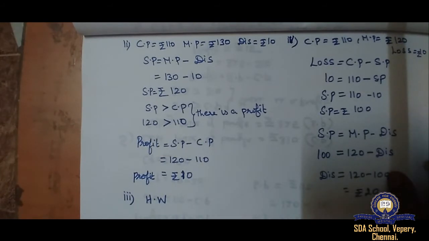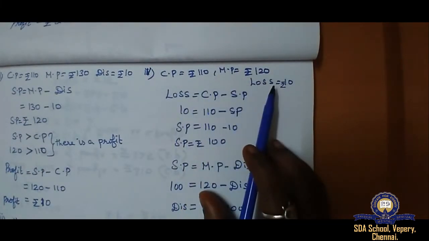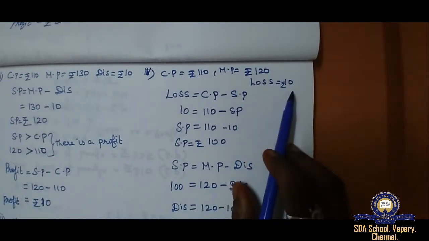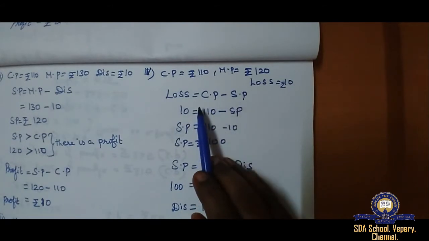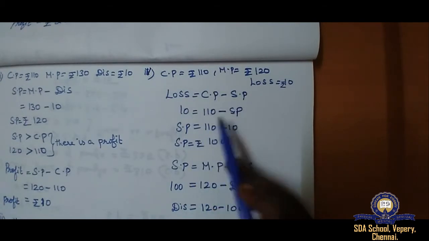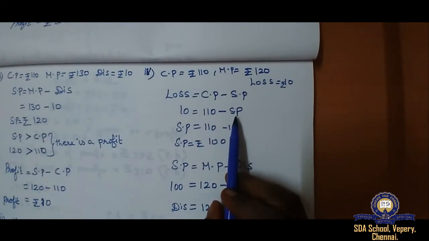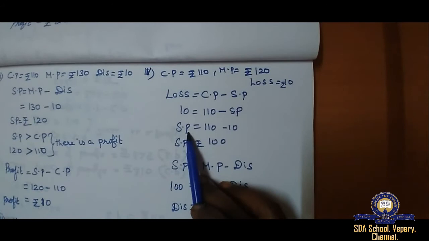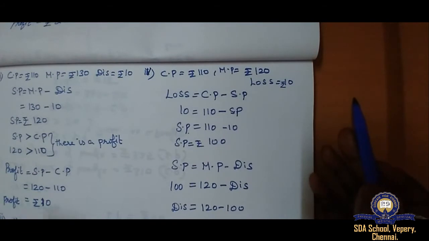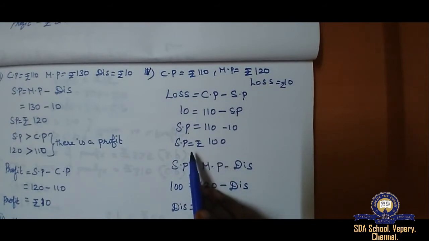Next, third sum, try as a homework. Then fourth question, CP is equal to rupees 110, MP is equal to rupees 110. Loss, there is in previous sum we didn't get loss. Here I am getting loss. Loss means we can directly go with the loss formula. Loss is equal to CP minus SP. So loss 10, CP is 110, SP they didn't give. So I have written minus SP. So I have taken this minus SP to the left hand side. So plus SP, 110 in the right hand side as it is, plus 10 to the left hand side, to the right hand side, minus 10. 110 minus 10 gives you 100. So we got selling price.